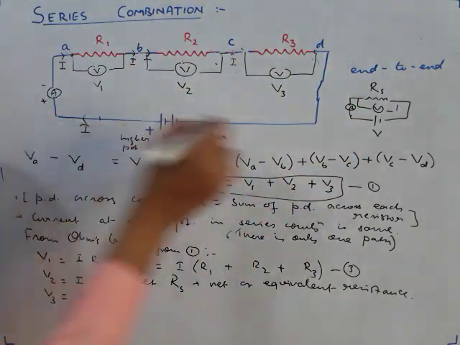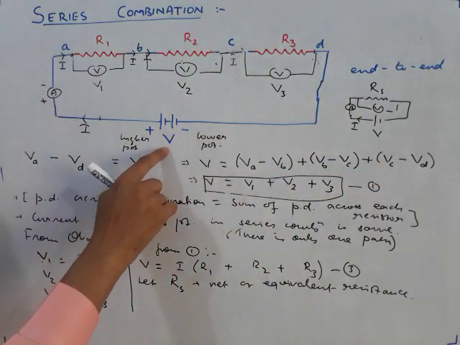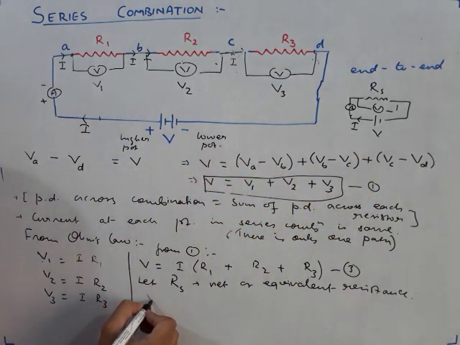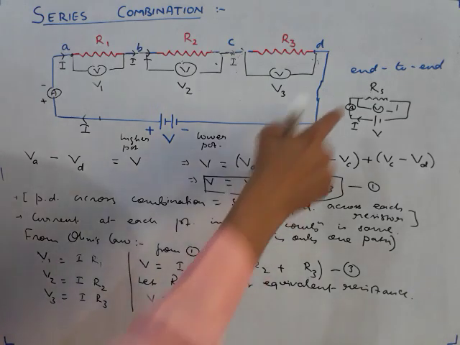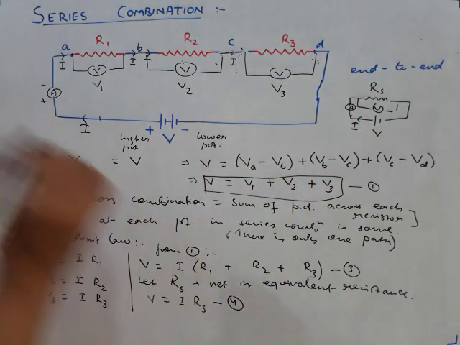I told the current should remain same, so that current will be I. Potential difference across the combination must be same. Here it is V, here also it is V. So therefore you must have V is equal to, the total current is I and the total resistance is how much, Rs. Equation number 4.